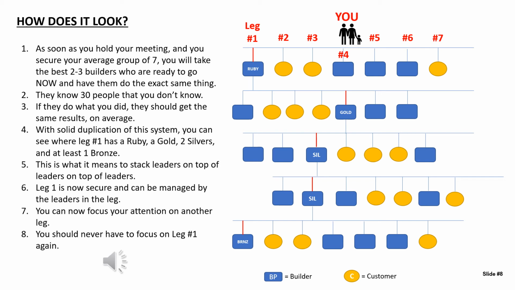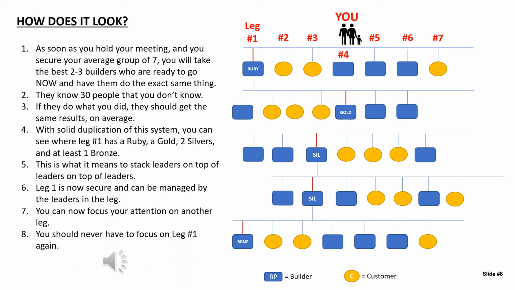You created your list. You invited people to a presentation. You gave a presentation. You got a decision. Out of those decisions, you ended up with your 3 to 4 people. So again, you want to have them do the exact same thing that you did. They know 30 people that you don't know, so don't feel like they can't come up with a list of 30 people within a 2 to 3 day period. If they do what you did, they should get the same results that you got on average.